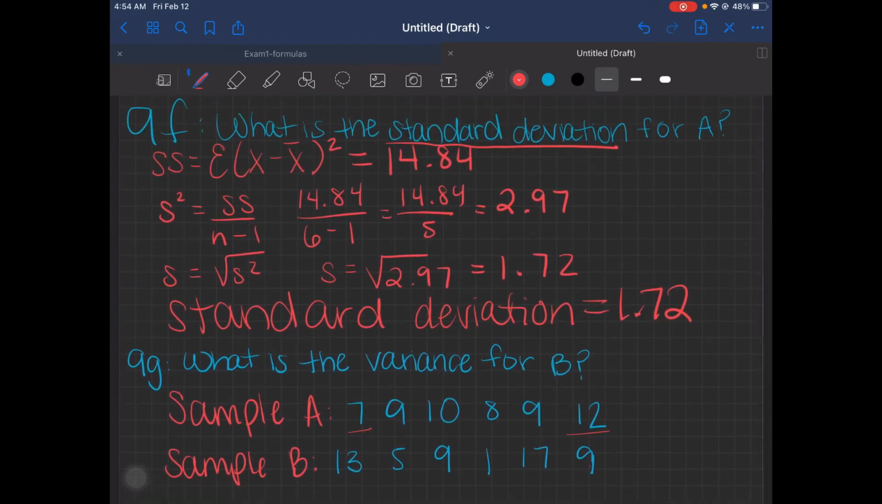So now we've got to find the variance for sample B. I'm going to move this down again just so we have plenty of room to work.